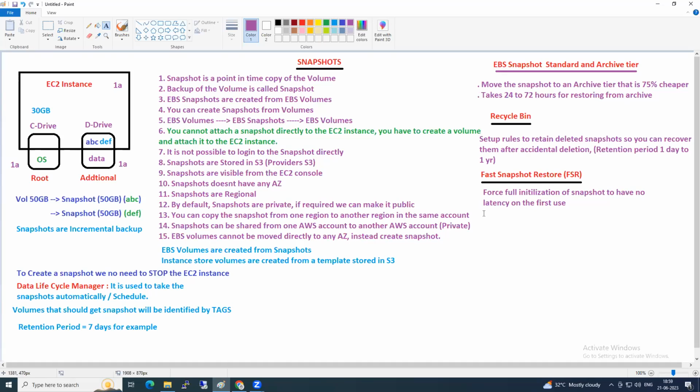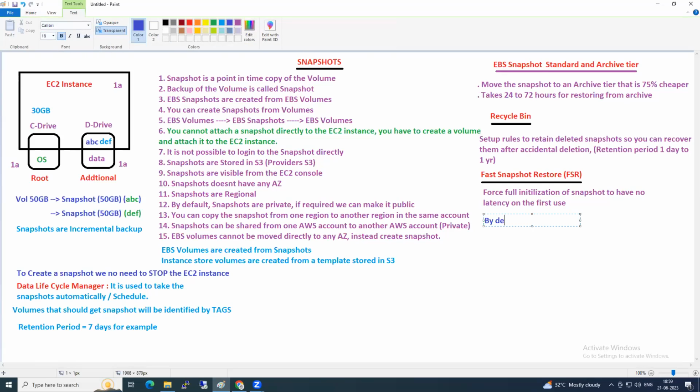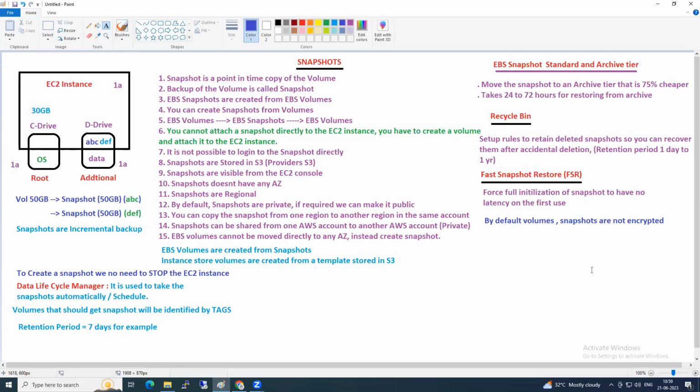Now remember, are snapshots encrypted by default? The answer is no. By default, volumes and snapshots are not encrypted. I'll write that down and talk about it. And by the way, encryption and decryption are completely managed by AWS. There is no work for us on encryption.